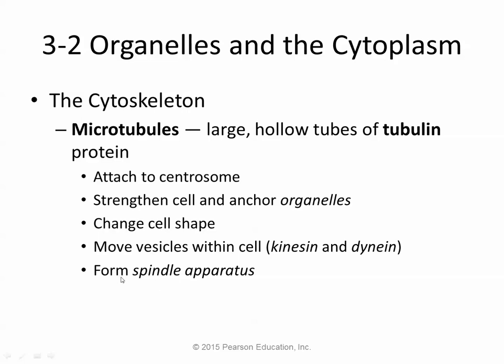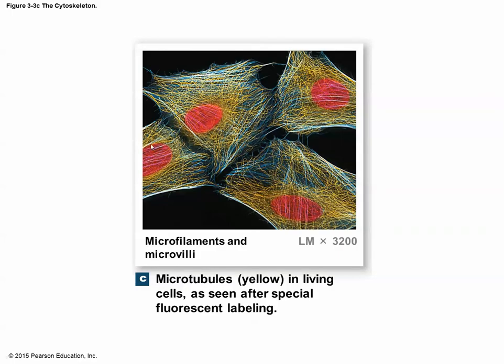They also are important in cell division when they form something called the spindle apparatus, and this is what moves DNA that's replicated to each of the daughter cells. And you'll study that a bit later in a different chapter in second semester. All right, so here's an actual stained light micrograph where you can see in yellow here these microtubules. So this shows how they provide a scaffolding within the cell.